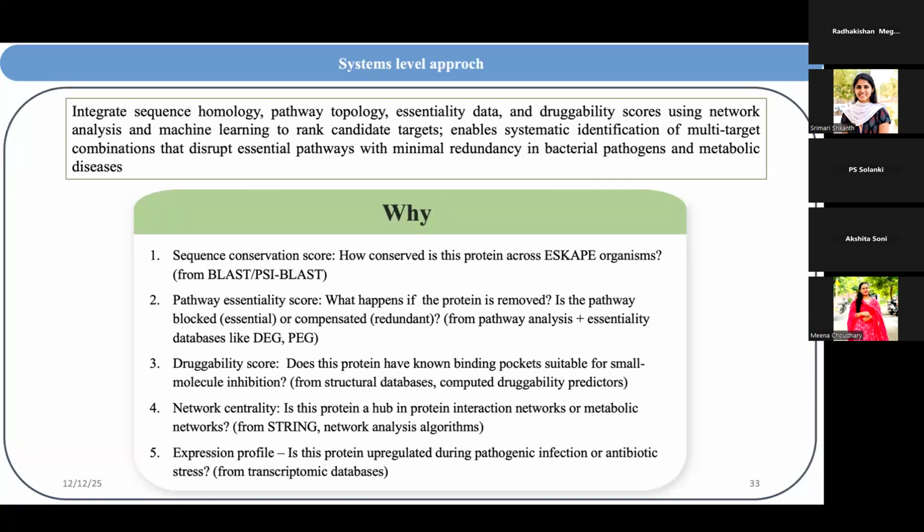There comes the use of other databases, DEG and PEG, databases of essential genes and proteins of essential genes. Then the druggability score: does the target protein have known binding pockets, and is it suitable for small molecule inhibition? This information we get from structure databases and druggability predictors. Then comes network centrality: is the protein a hub in the network of proteins? This we can get from STRING and network analysis algorithms. Then the expression profile, from transcriptomic databases. These features are integrated either as a single step or converted into a machine learning model.